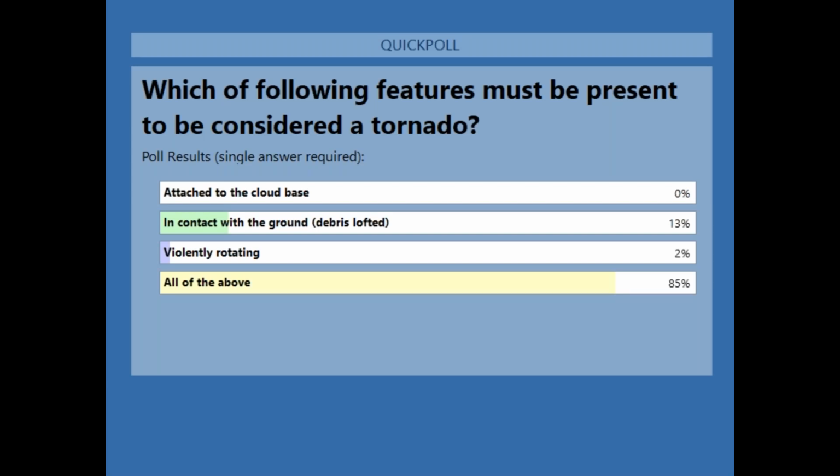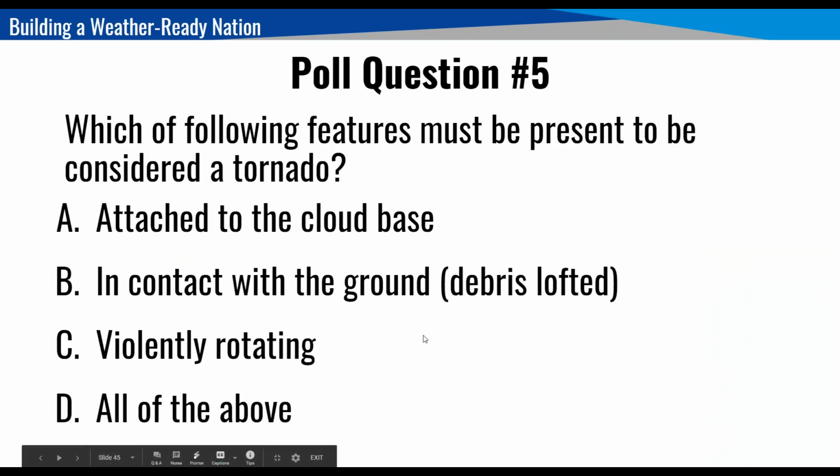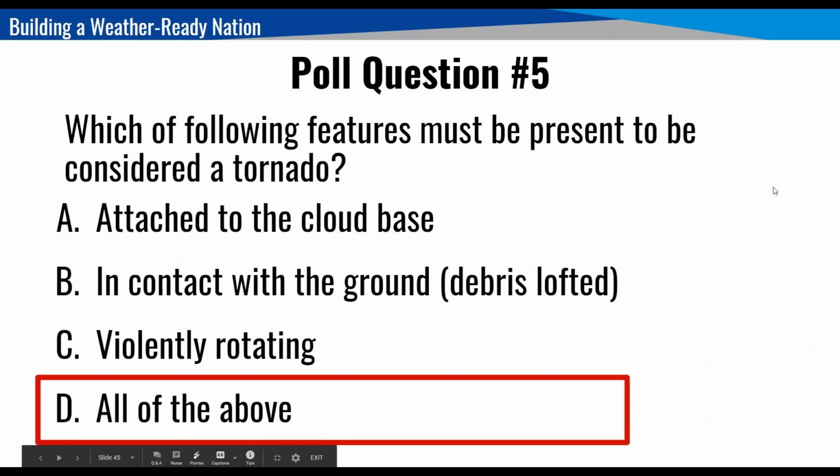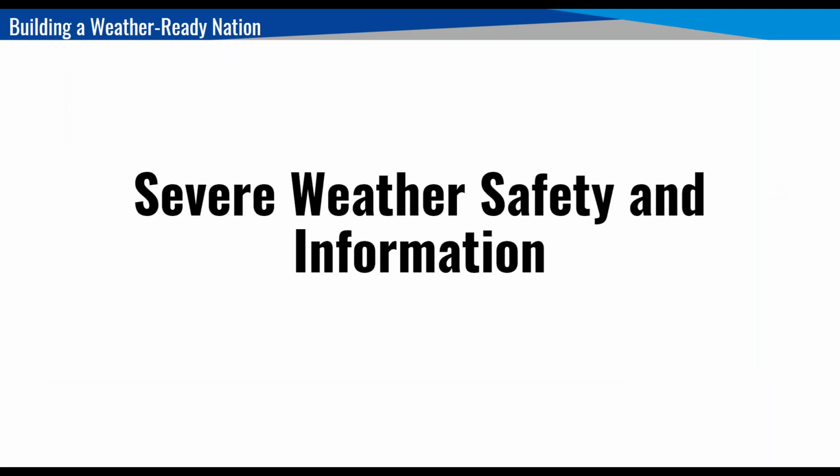So it looks like the majority of the answers, at 85%, selected all of the above for question number 5 here. And that would be the correct answer. So for a particular storm to confirm that it is in fact a tornado, you want it to be attached to the cloud base, in contact with the ground with debris being lofted, and violently rotating.